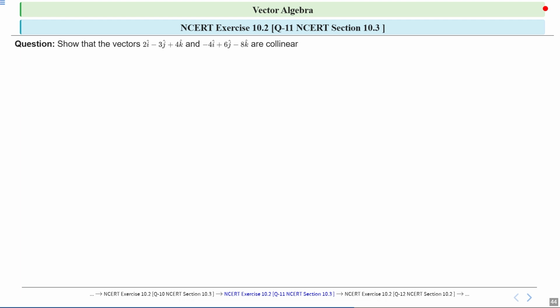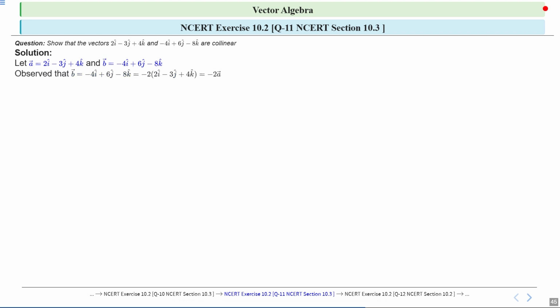Next, NCERT exercise 10.2 question number 11, which says: show that the vectors 2 i cap minus 3 j cap plus 4 k cap and minus 4 i cap plus 6 j cap minus 8 k cap are collinear. We need to show that these vectors are basically collinear. So a vector is equal to 2 i cap minus 3 j cap plus 4 k cap, and b vector is equal to minus 4 i cap plus 6 j cap minus 8 k cap.